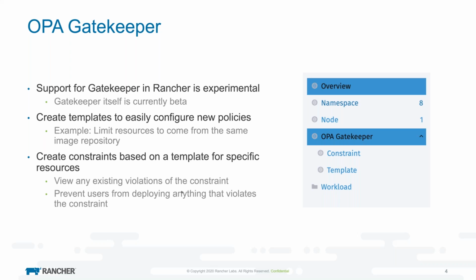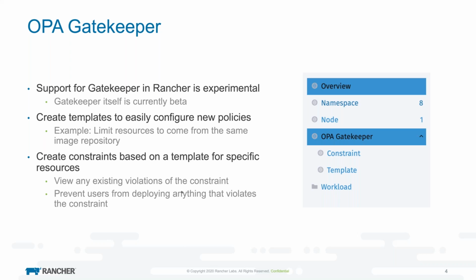Then we create a constraint based on that template. In my example, I would say I want any pod in this namespace to be deployed from my specific image repository. That is the constraint itself, where it talks about which namespace, which resources, and what repository it would be applicable to.